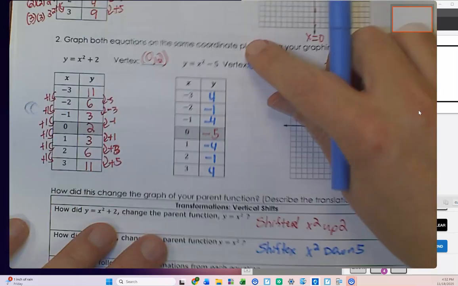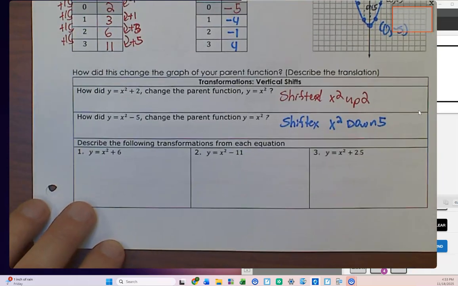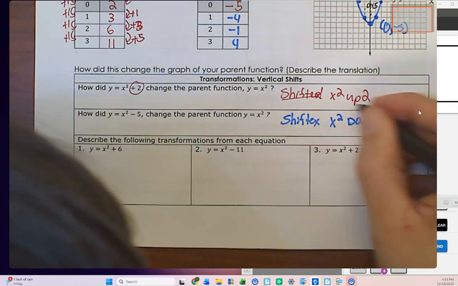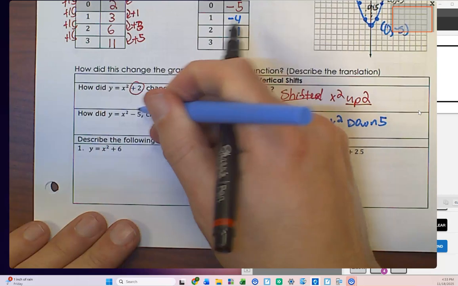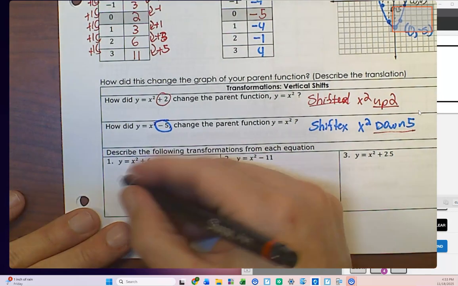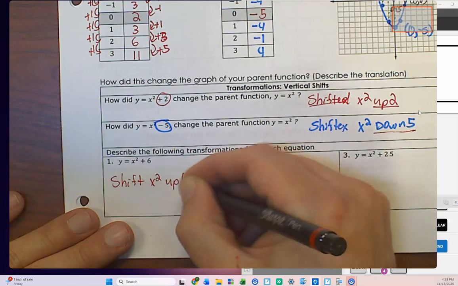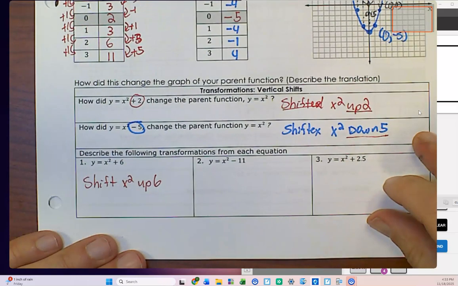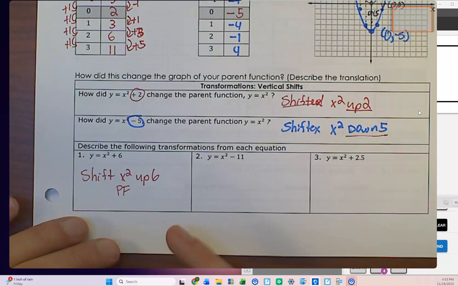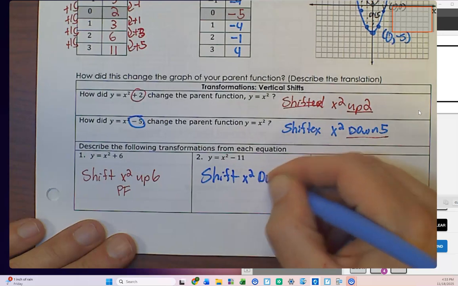Okay, so if there is something attached to it with plus or minus, it shifts it up or down. So I've got some over here to show you. When it was positive 2, we shifted up 2. When it was minus 5, we shifted down 5. So here, we shifted x squared up 6. And that's the parent function. Okay, this one, we shift x squared down 11.